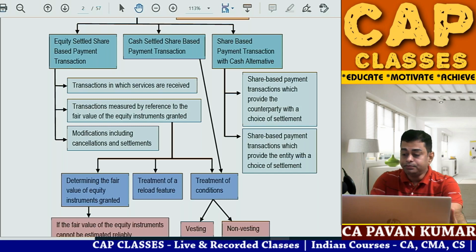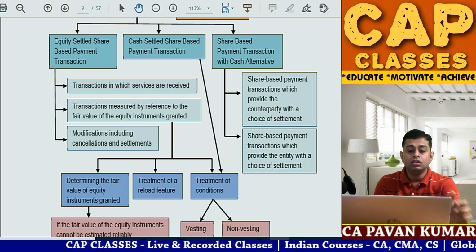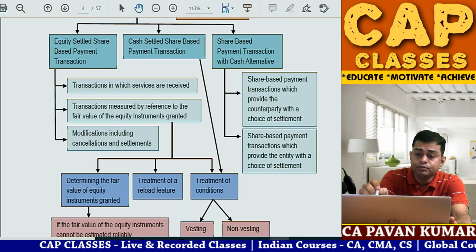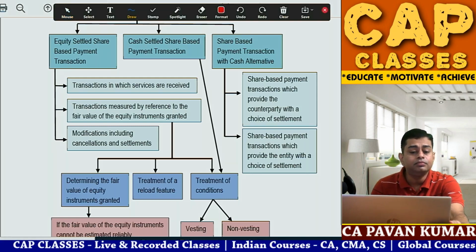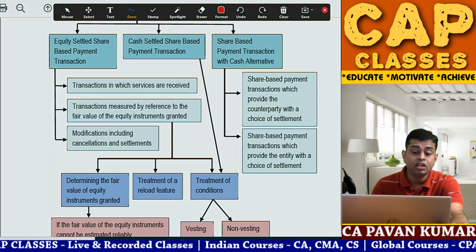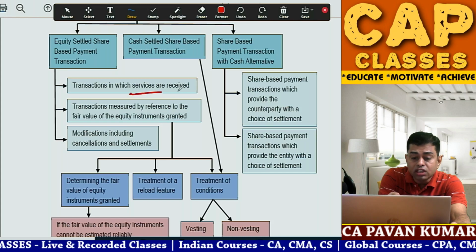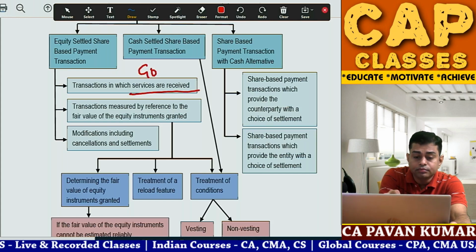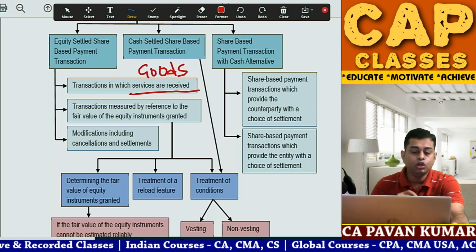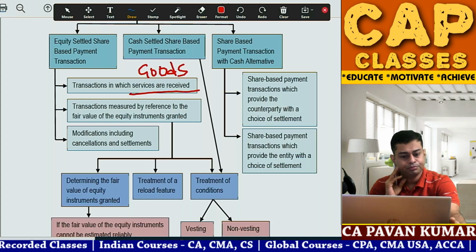So what is that? So a share-based payment transaction is where you are receiving goods or services. It can be goods also. You are receiving goods or services.